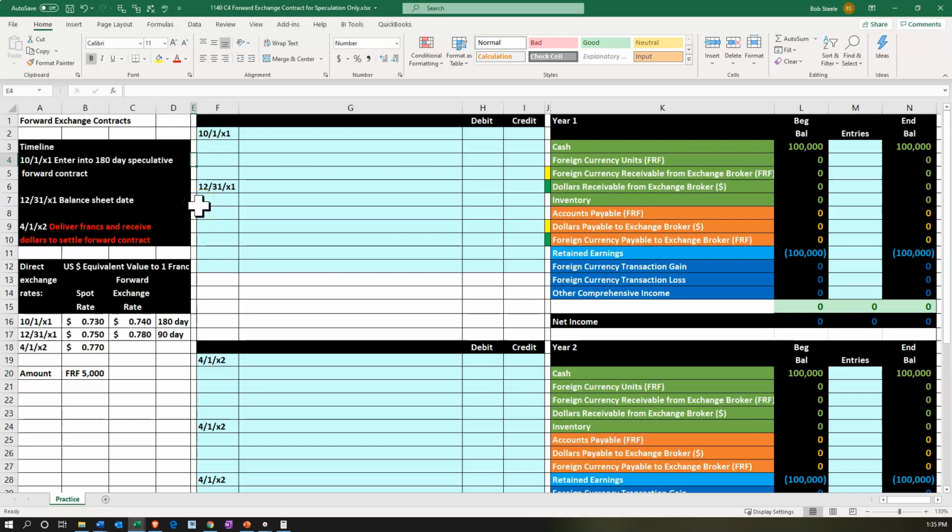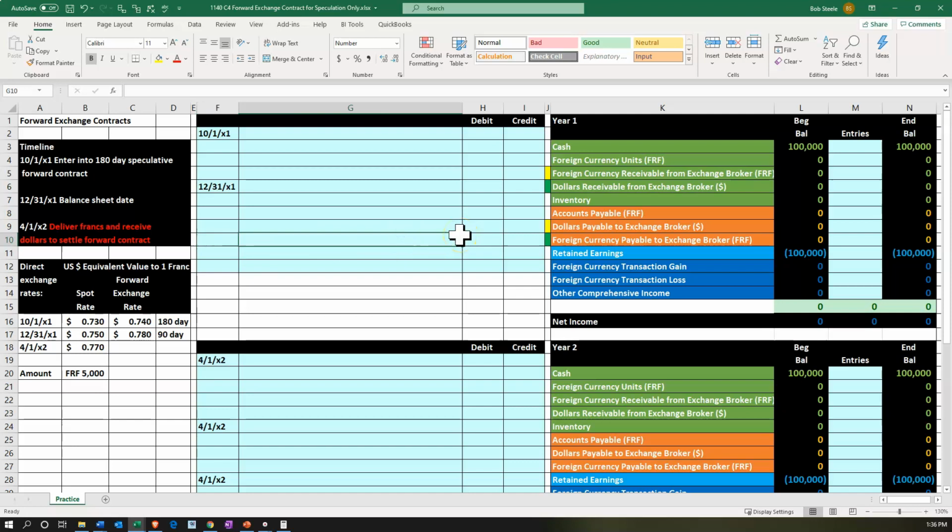And then on 12/31/X1 balance sheet date, we're going to have to make the adjusting entries as of the balance sheet date. And then on 4/1/X2, deliver francs and receive dollars to settle the forward contract. In other words, at the end, we're going to be delivering francs and receiving dollars. So that's the thing that's going to be basically different here.